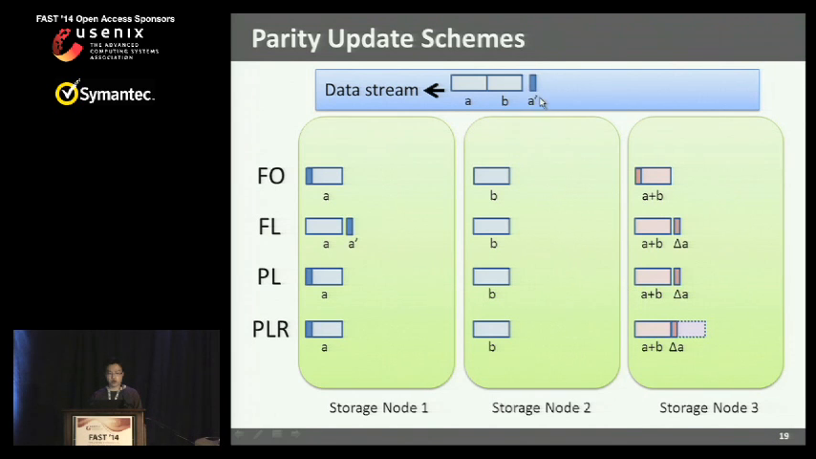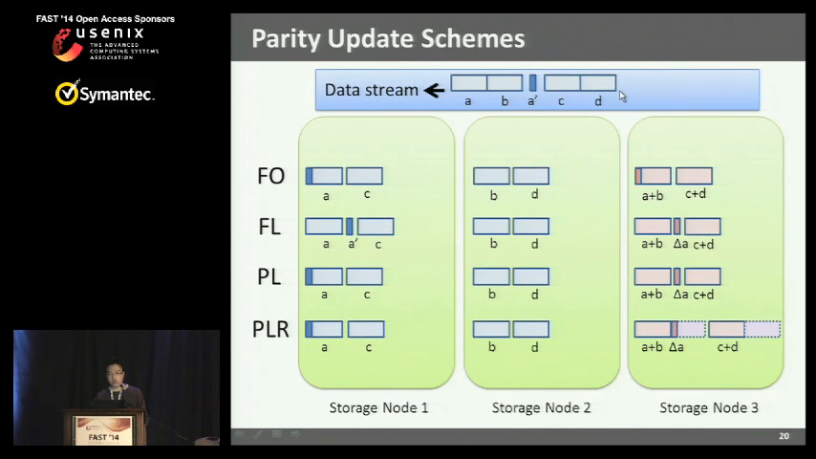Now if I have A prime, where you want to update part of your data to A prime, then for full overwrite, you update the data and parity directly. For full logging, you append A prime and also the parity delta at the end. For parity logging, you use a hybrid approach, while for PLR, we also do the parity logging approach, but you put the parity delta in the reserved space.